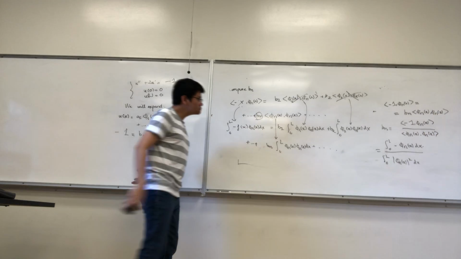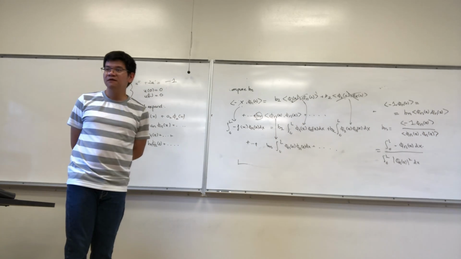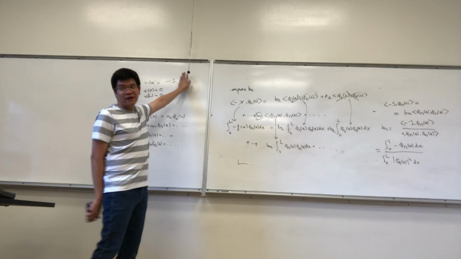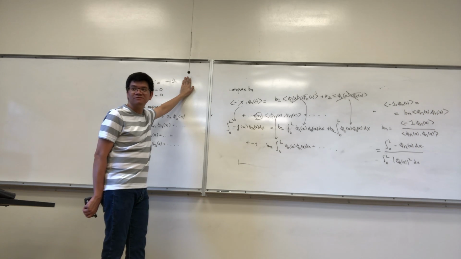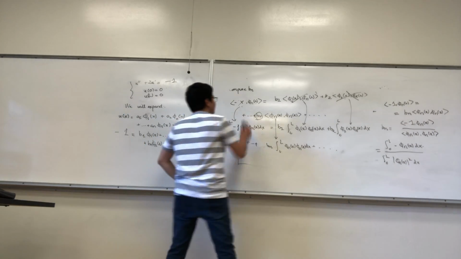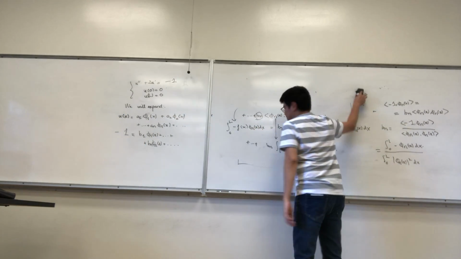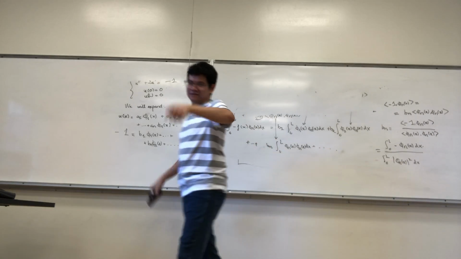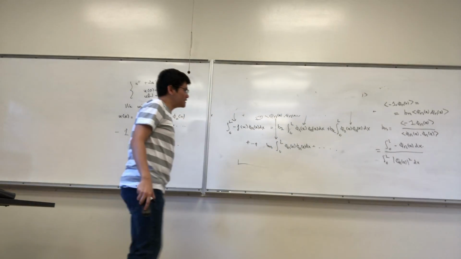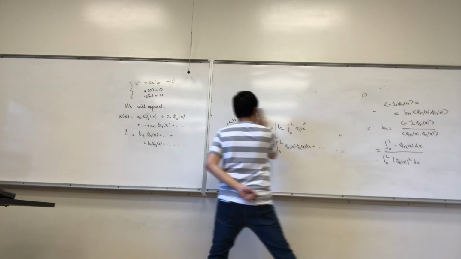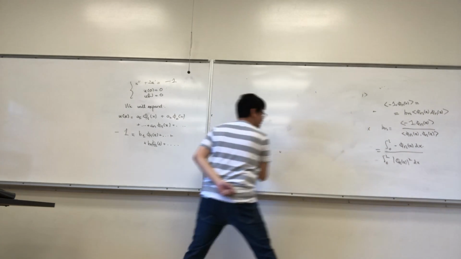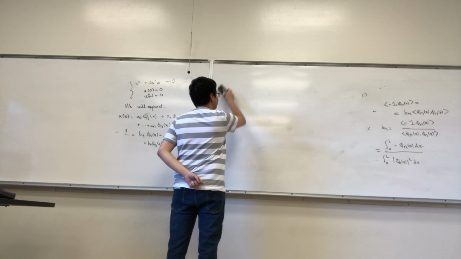Why did that change to negative 1 from negative x? You can do negative x, okay, but I chose negative 1 so that it is easier. Because if you put minus x, you're going to have to do integration by parts like four times. But if it's minus 1, then it's not that many times. So now I'm going to compute this.